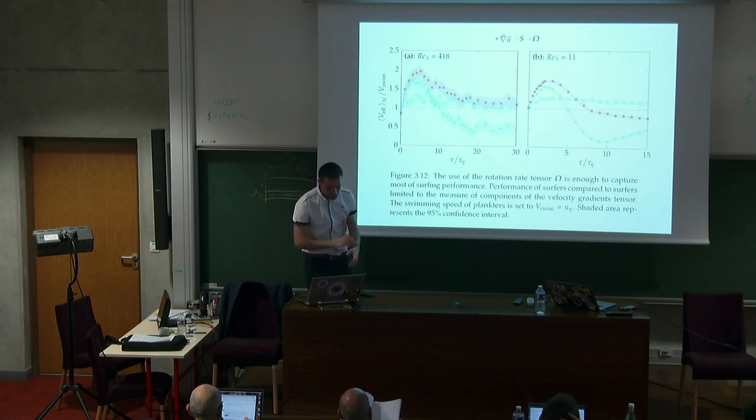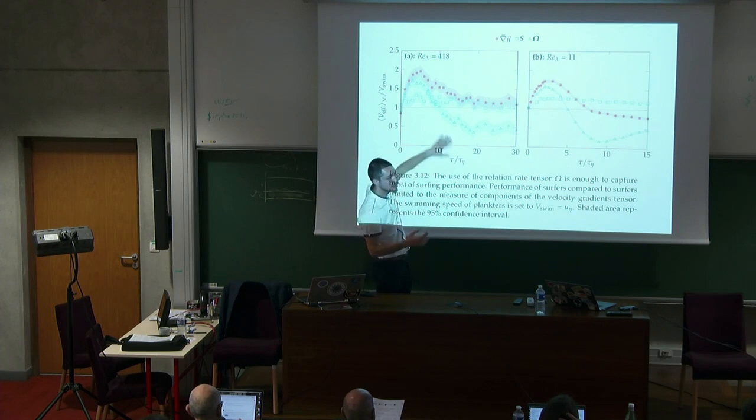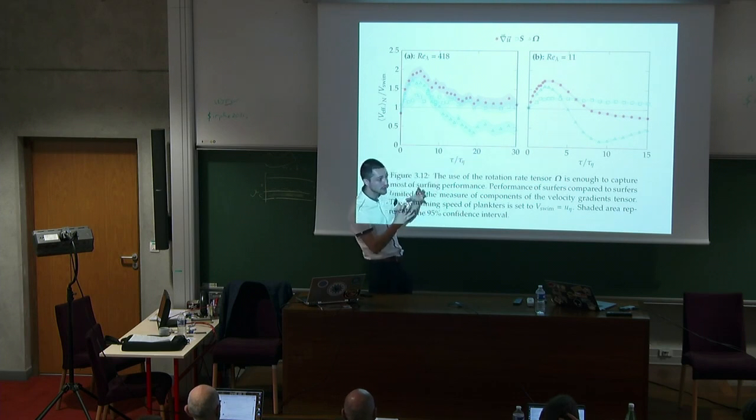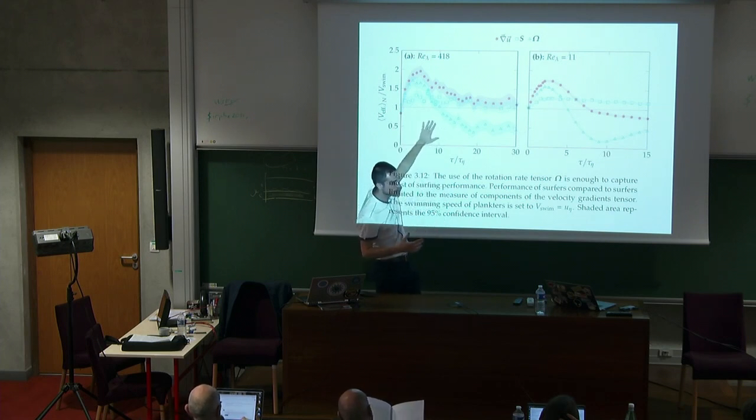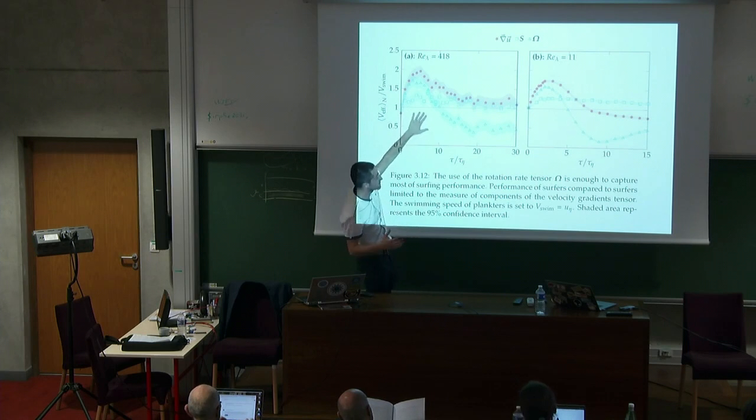So in practice, what we can do is, whatever the measure of the flow velocity gradient you have, either the symmetric part if you can only measure shear, or the anti-symmetric part if you only measure vorticity, you can still plug it into the surfing strategy, even though it's not the full flow velocity gradient. And what we show here is that it actually would work, because that's exactly what we did.